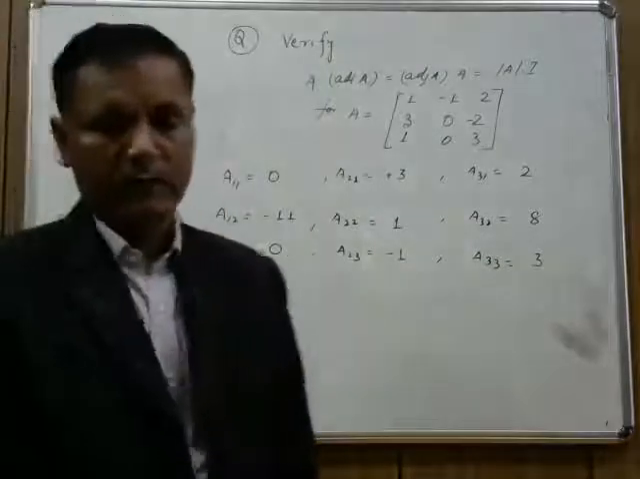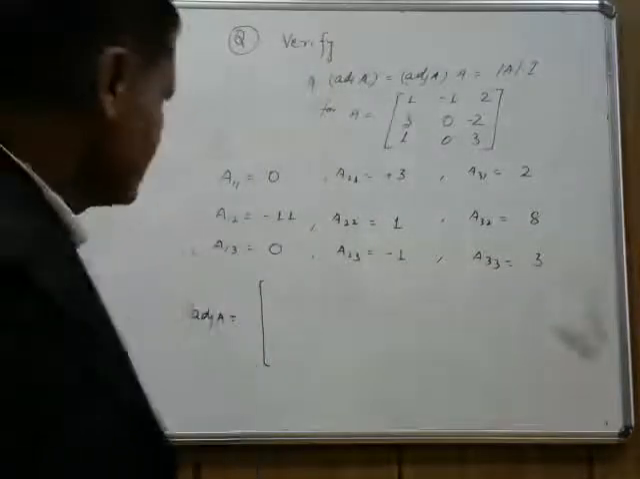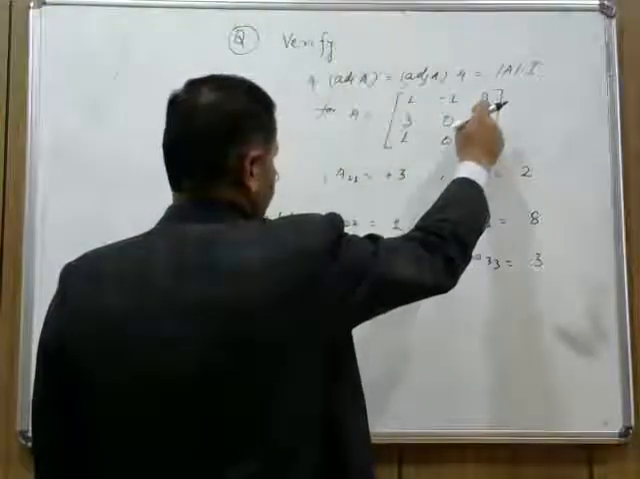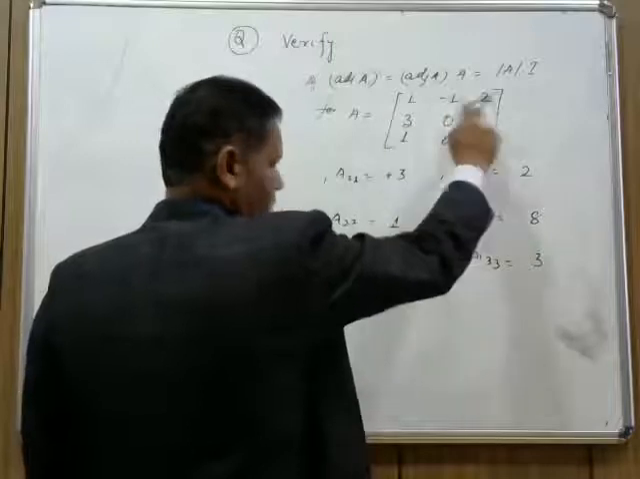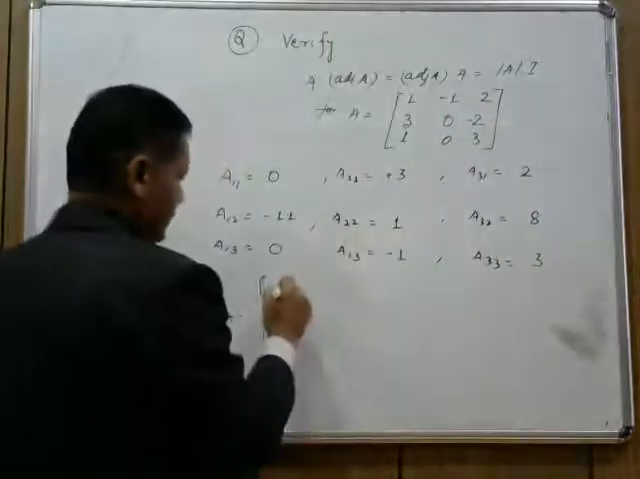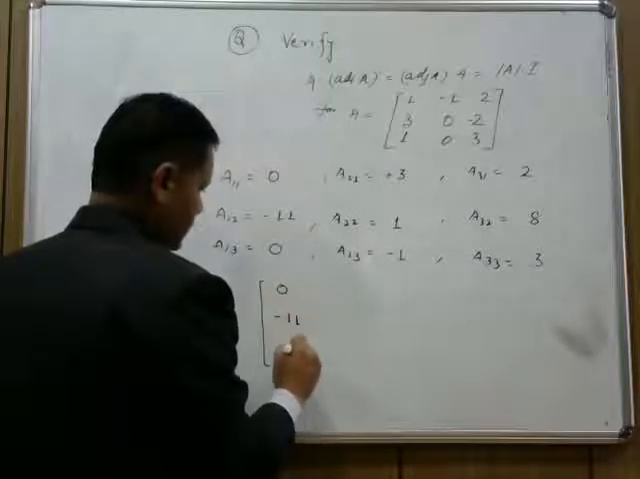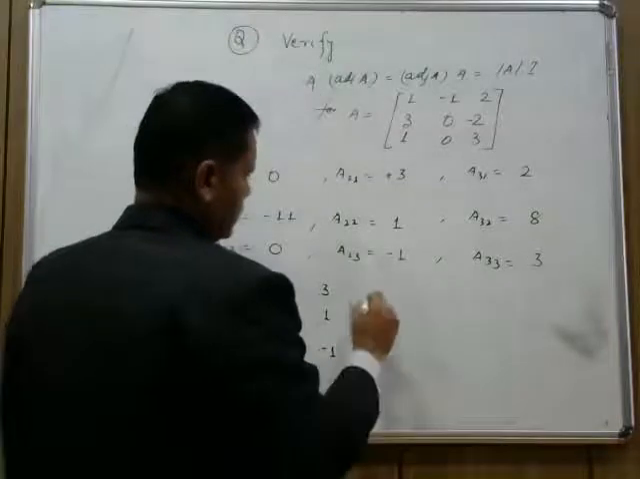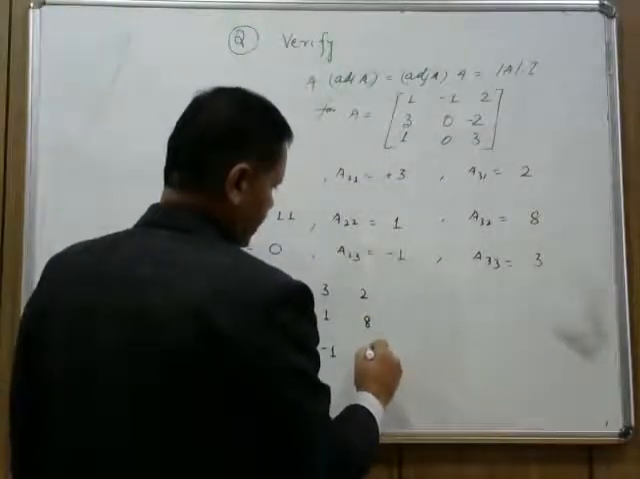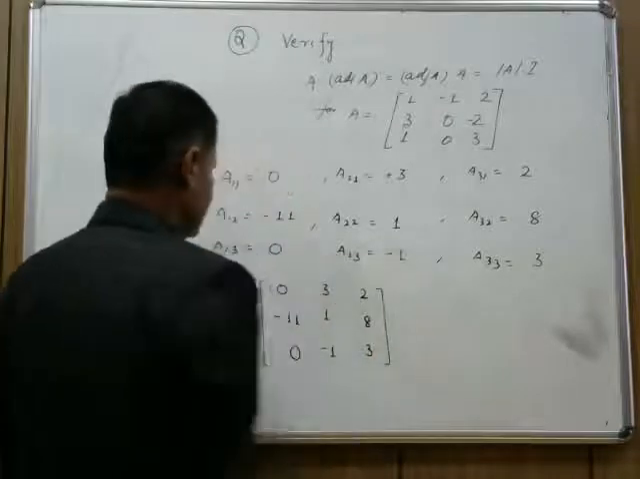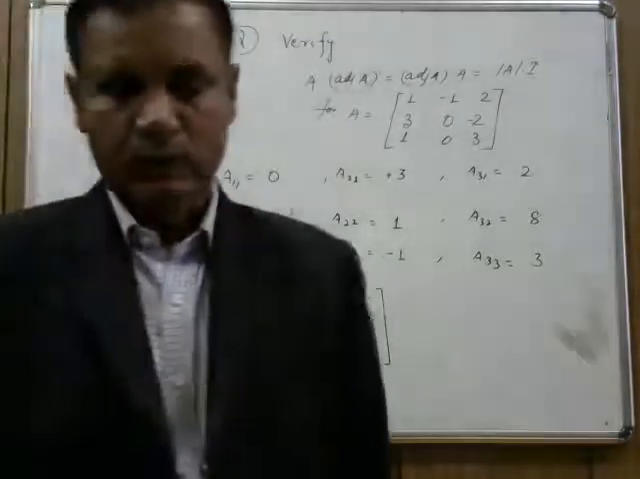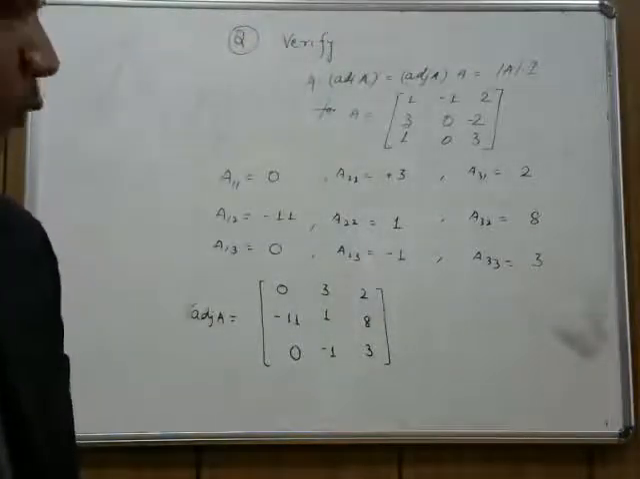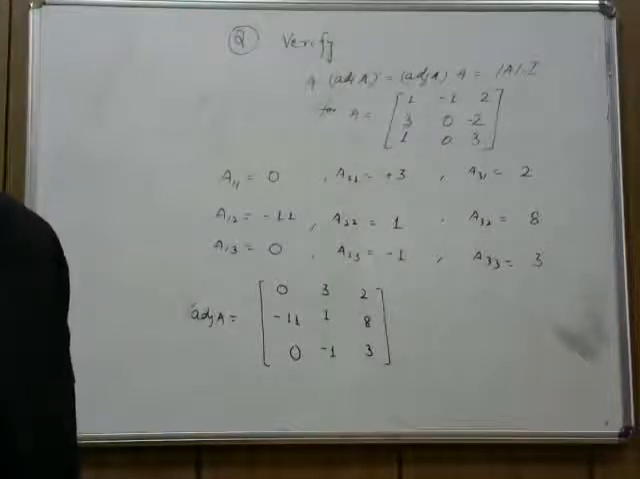So now what we'll have? We'll write like this. These are the A11, A12, A13, A21, A22, A23. In terms of row, I'll write in terms of columns. It becomes here 0, minus 11, 0, 3, 1, minus 1, 2, 8 and 3. This is the value of adjoint of A. So now adjoint of A is 0, 3, 2, minus 11, 1 and 8, 0, minus 1 and 3.